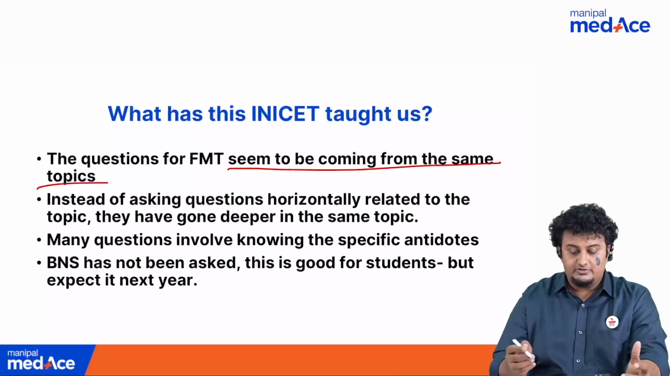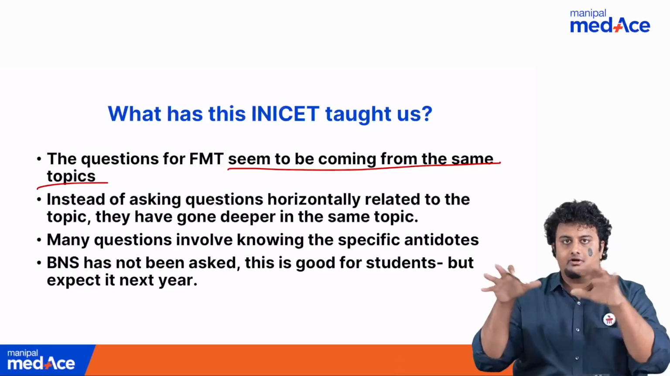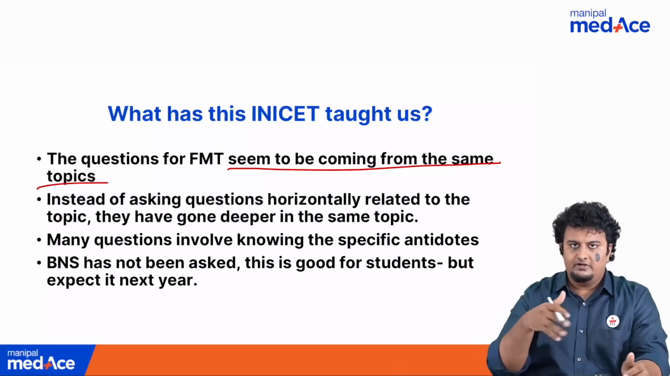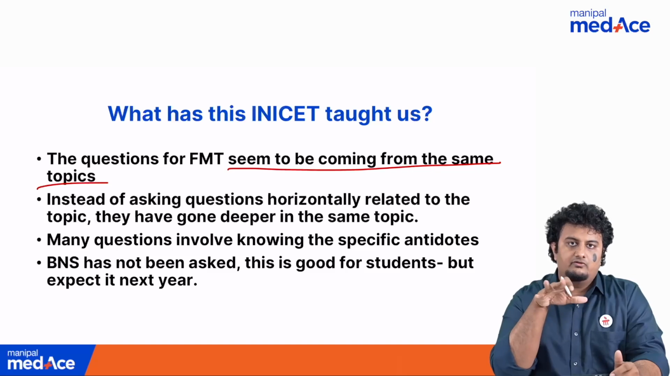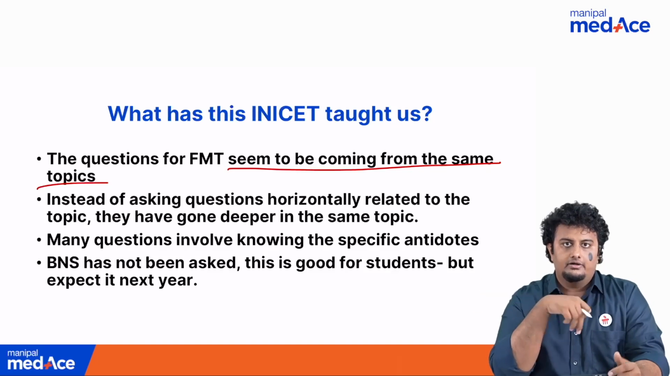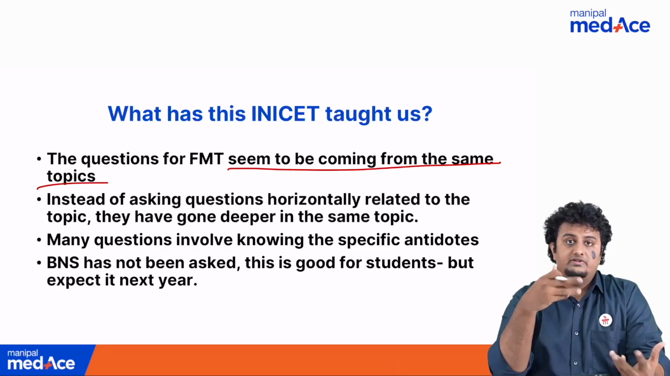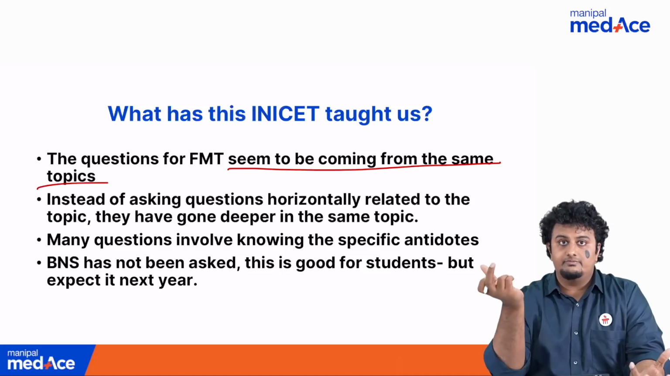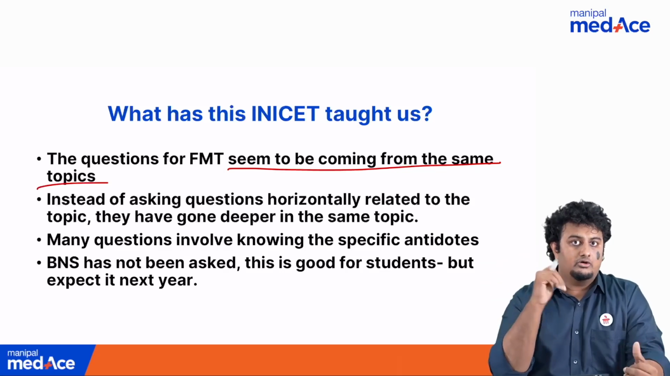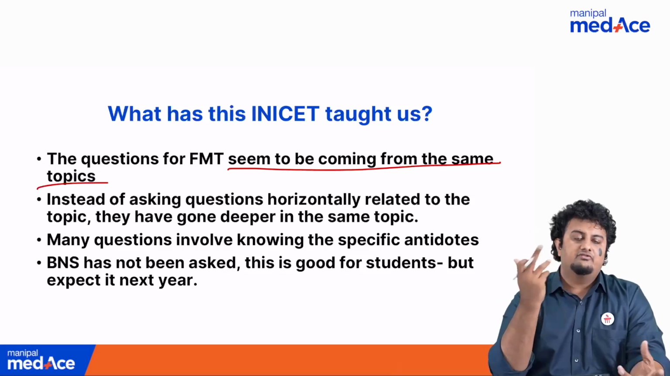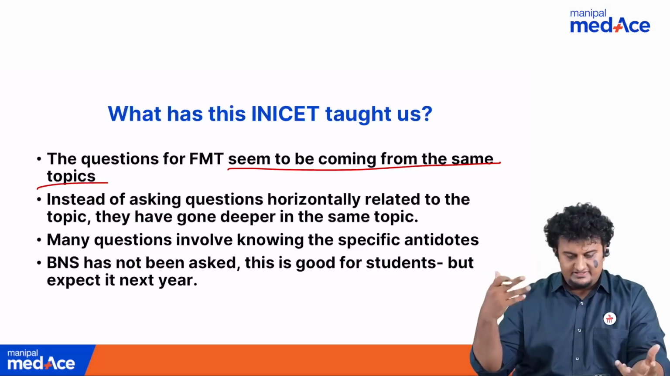Now, instead of asking questions horizontally on topics which are on the side, like let's say if they were asking about aluminum phosphide, they could have gone with autopsy findings, right? Given you a scenario where they've told you these are the autopsy findings, what could the possible poison be? Or what could the antidote have been? Or what could the treatment have been if the person had survived? Something along those lines.